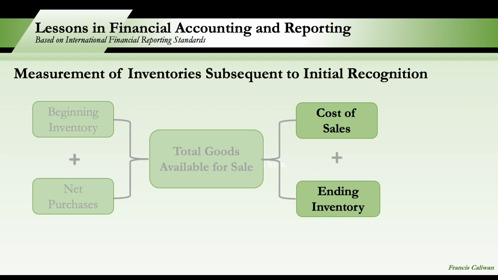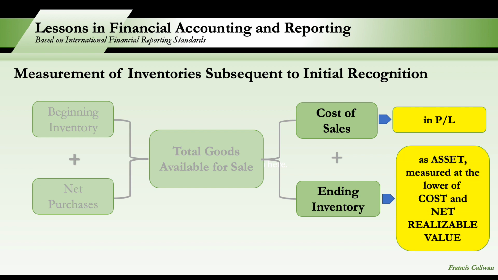Now, how do we present these amounts in the statement of profit or loss and in the statement of financial position? So, for cost of sales, expense ito. Actually, meron naman tayong line item as cost of sales in the statement of profit or loss, as a section or as a component of our statement of comprehensive income. And for our ending inventory, it is presented as an asset in the statement of financial position, which will be measured at the lower of cost and net realizable value.